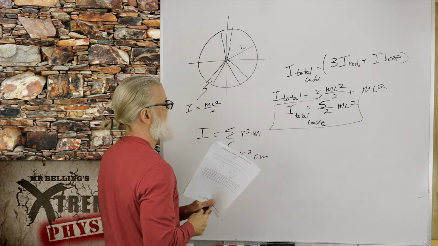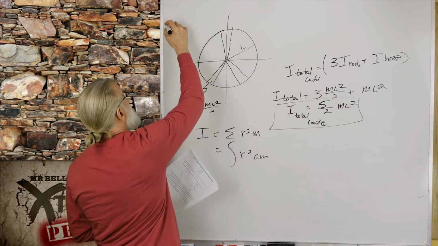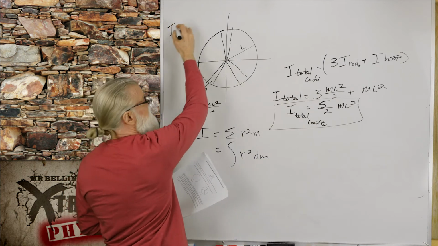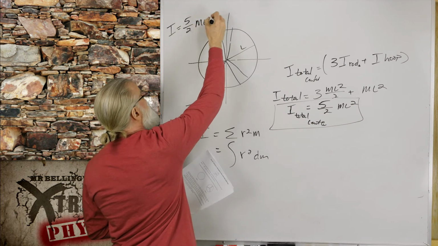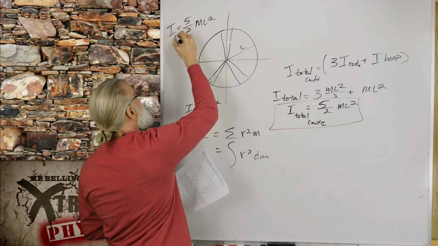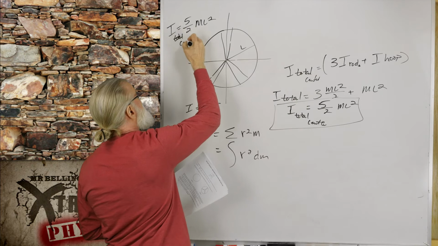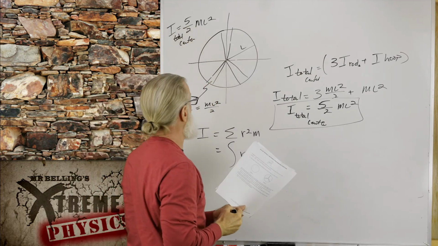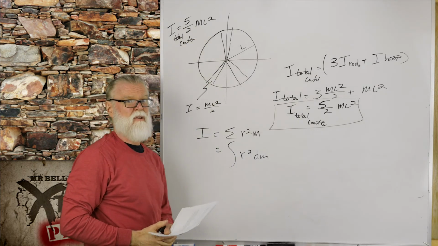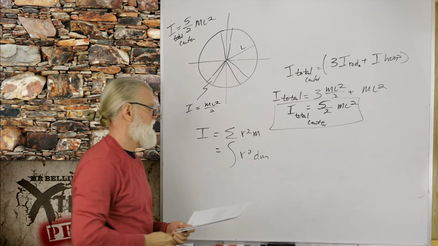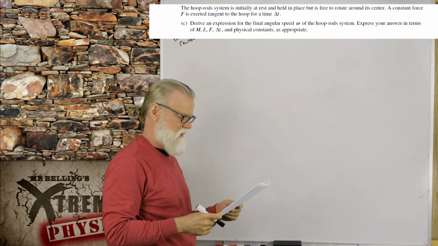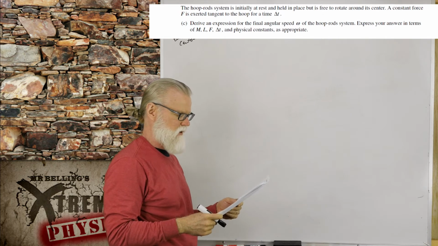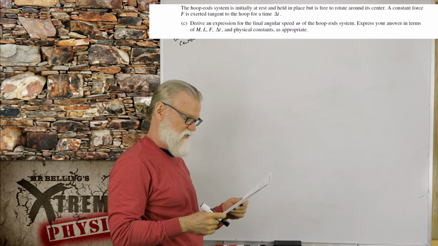So I guess probably need that. I can't remember what they're going to ask next, so I'm probably going to need that. That's I total about the center. Any questions? Good. The hoop rod system is initially at rest and is held in place, but is free to rotate about its center. Okay, so I guess we got an axle going there.